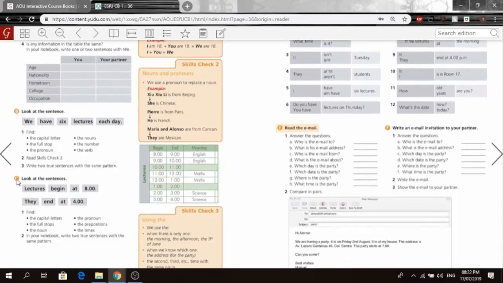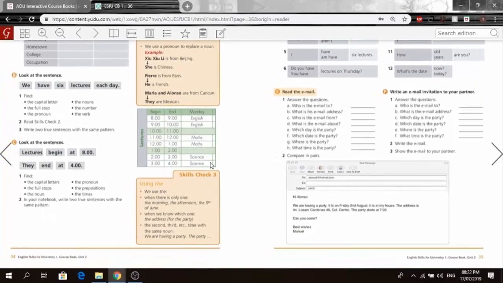Alright, so exercise C, look at the sentences, okay? Same. Lectures begin at 8, they end at 4, okay? 1. Find the capital letters, L and T. The pronoun is probably they, so they is the pronoun, okay? The noun is one noun, it's lectures, because this is a pronoun, okay, get it? Prepositions, at and at, these are the prepositions, okay? The times, here we have the times, 4 o'clock, 8 o'clock, okay? And the full stops, obviously, at the end, okay?